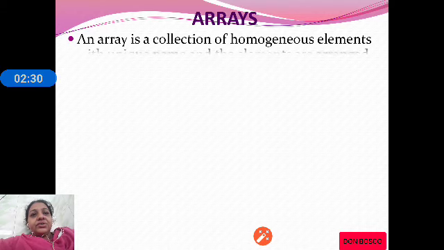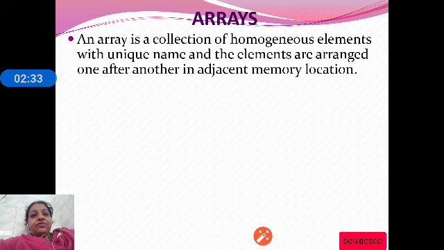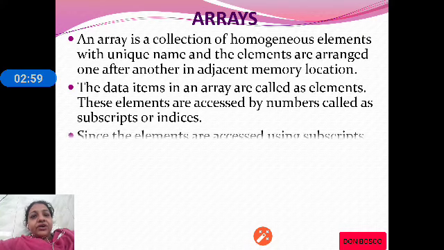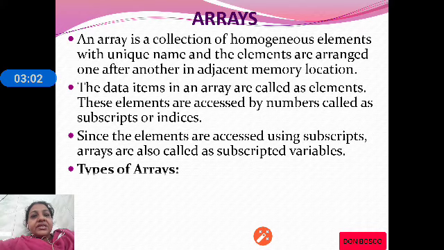So what is an array? You already know this. Array is a collection of homogeneous data elements. Homogeneous means same type. As we know, a variable is required to store the data. Array is required to store a group of data. These data items are called elements. Each element can be accessed with the index. The index always starts with 0, a of 0, a of 1, like that. Since the elements are accessed using subscript or the index number, they are also called subscripted variables.